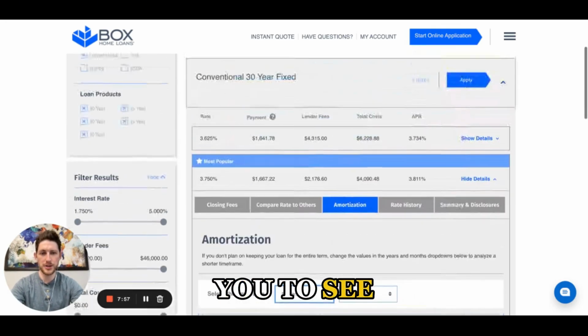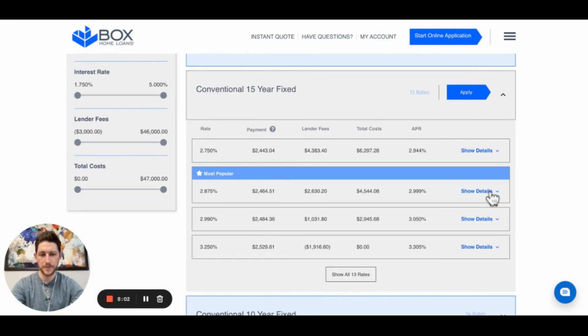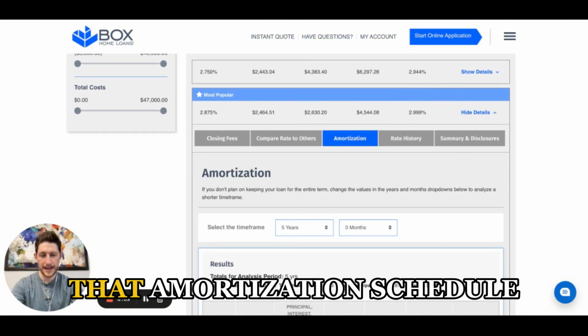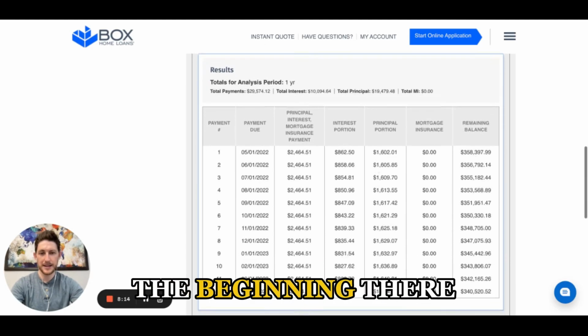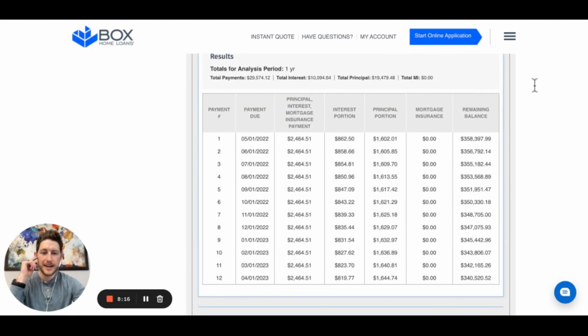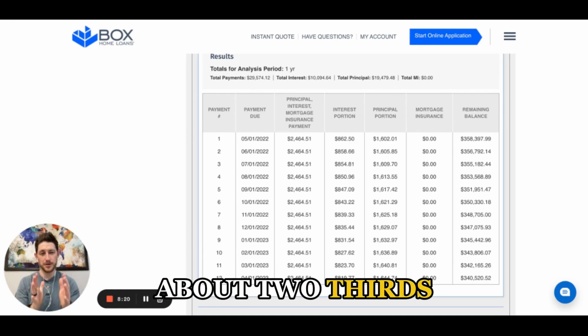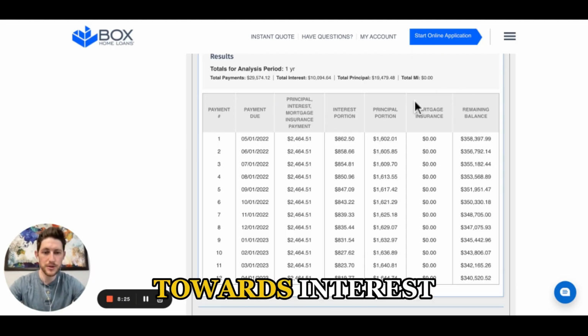Now, I want you to see what this looks like on a 15-year loan. So we'll go to their most popular. That rate is 2.875, quite a bit lower. Let's look at that amortization schedule. So here at the beginning, there you go. You can see in this type of loan, it's the reverse. About 2/3 of your payment is going to principal, and about 1/3 is going towards interest.